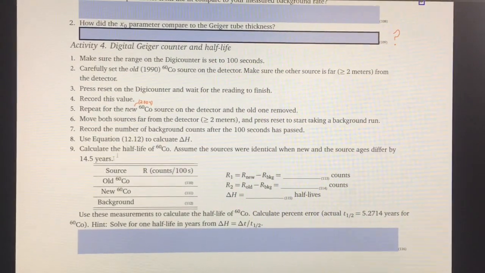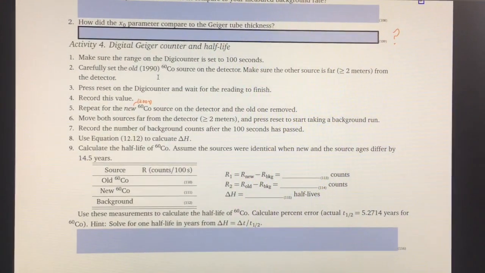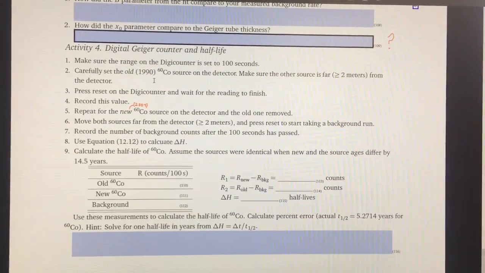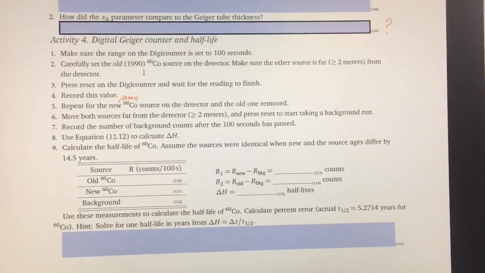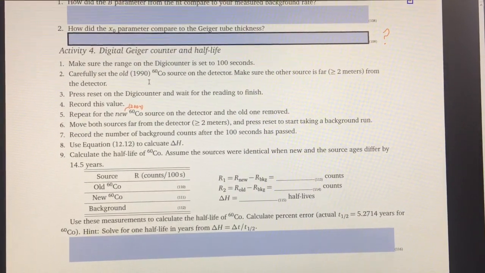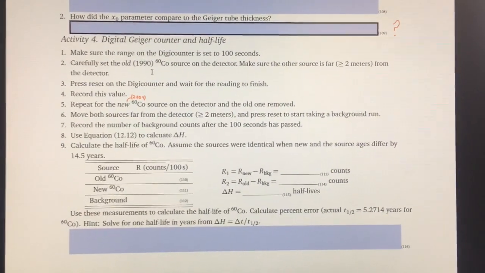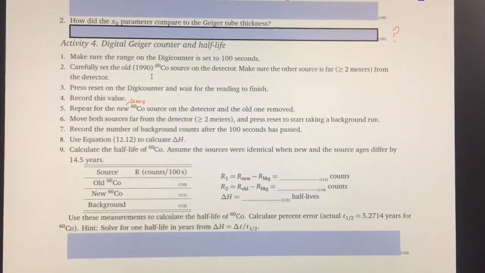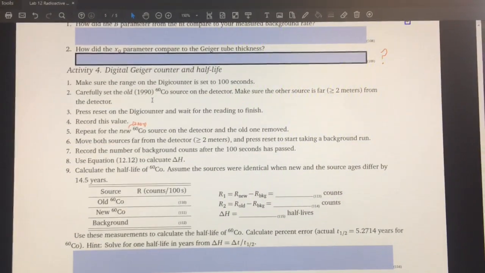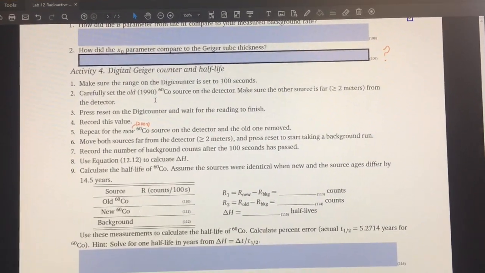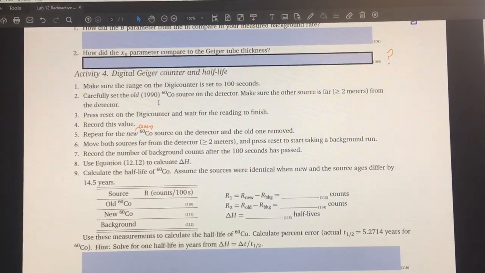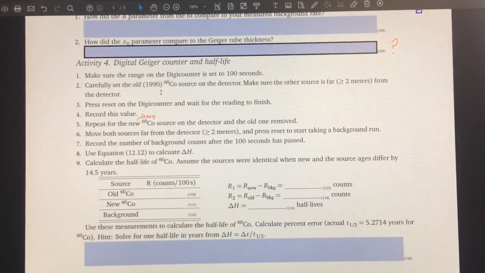So let's go on to activity 4. You can read the instructions for yourself, but what we're going to do is take an old source of cobalt-60. It was ionized in 1990, and we are going to measure the radioactivity of that source by placing it directly on top of the Geiger tube. Then we're going to do the same thing with an identical source, except it was ionized in 2004.